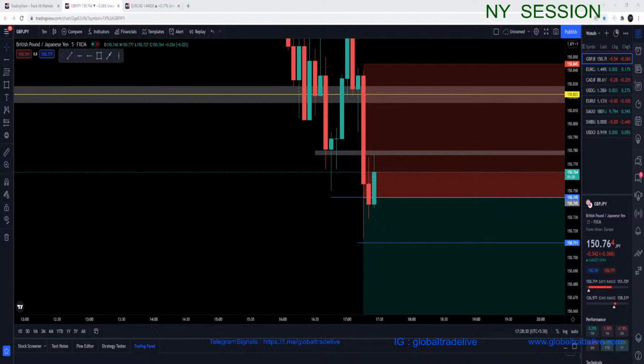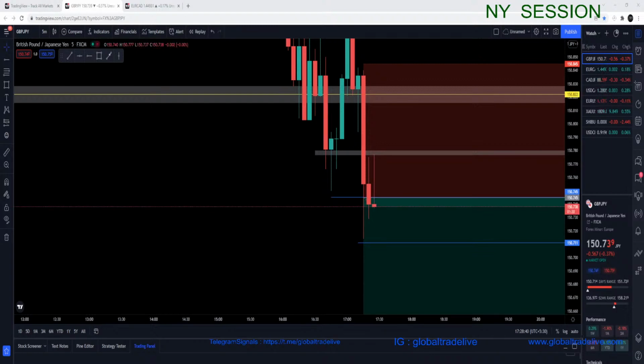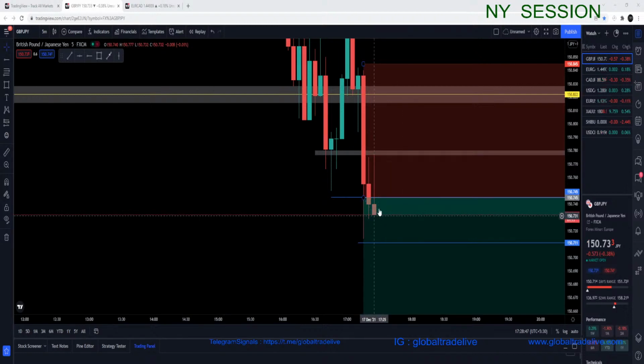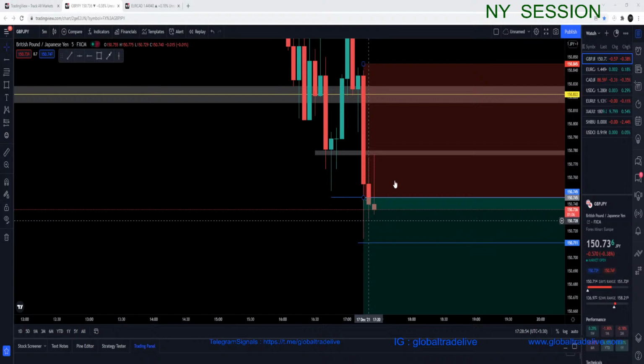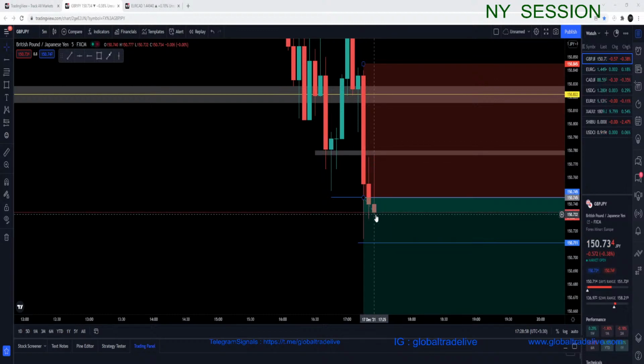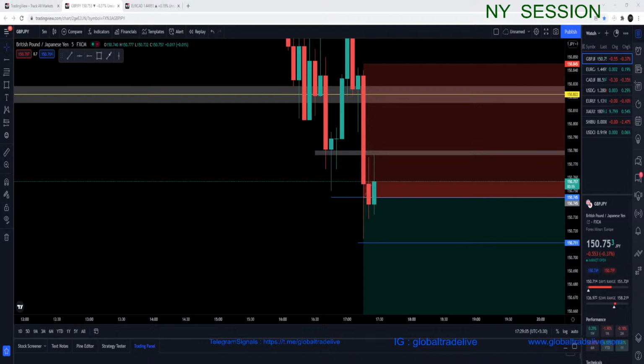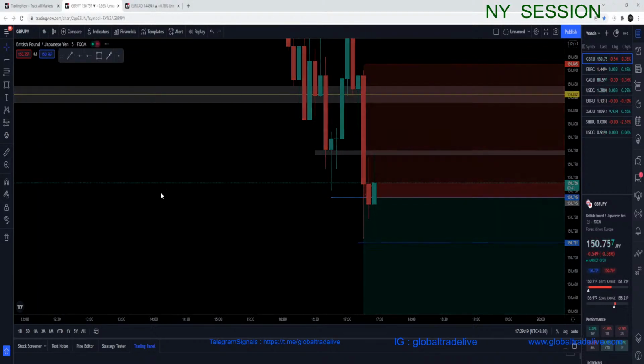Last 1 minute remaining. So 5-minute candle is flipping down. Let's see if this candle can break the low of the previous candle. Because if it breaks the low of the previous one, that means this will be a liquidity grab. And there is a potential chance that this 5-minute candle will be stretching all the way down from here. It doesn't break the low. Last 40 seconds remaining, and 1 hour will also be closing.